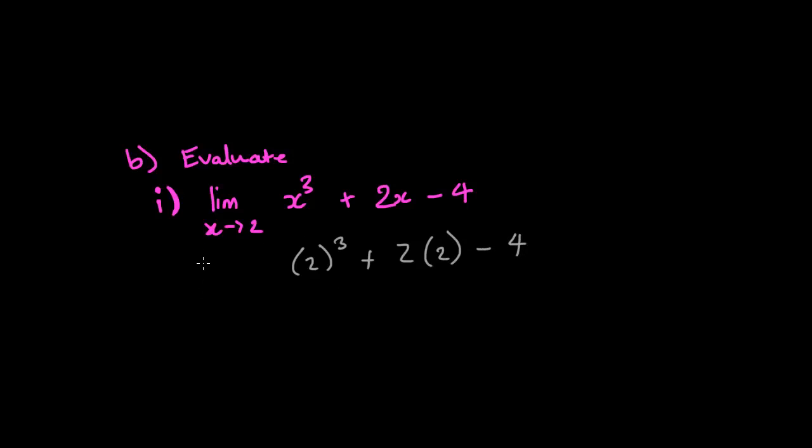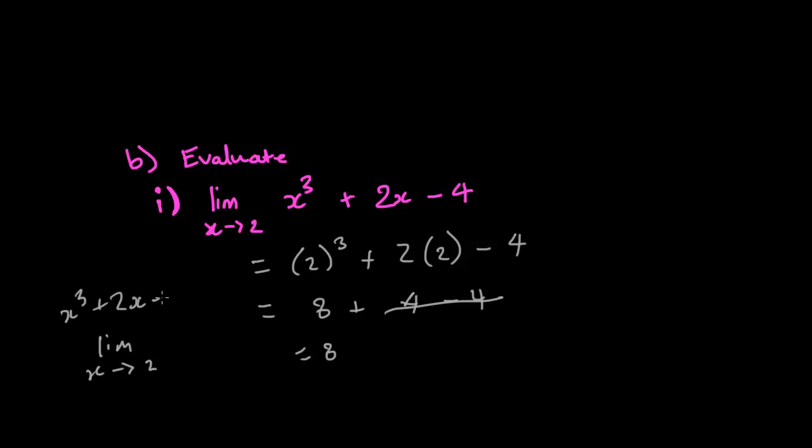Now this is how simple limits are, and limits are pretty much giveaway marks. Hope that you can get the best out of this as you can. So you end up getting 2 to the power 3, which is 8, plus 4 minus 4. So these two cancel out, and you just get 8. So your final answer is: the limit as x goes to 2 of x^3 plus 2x minus 4 is 8.